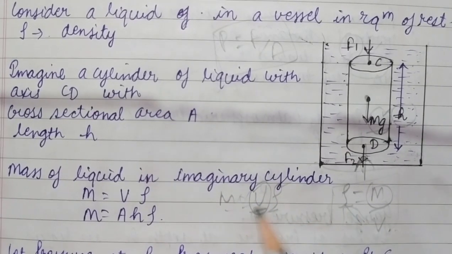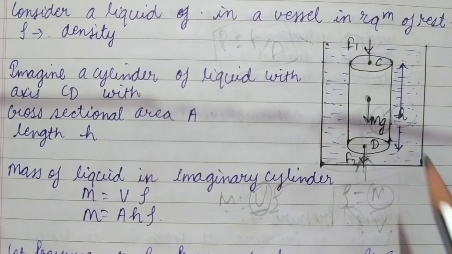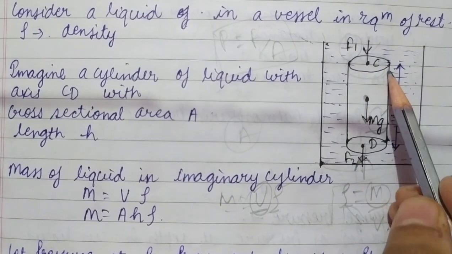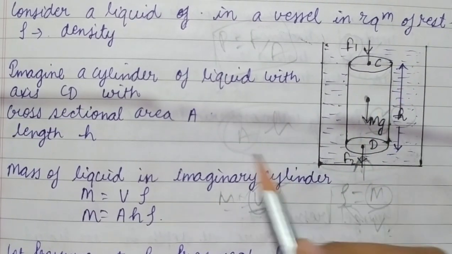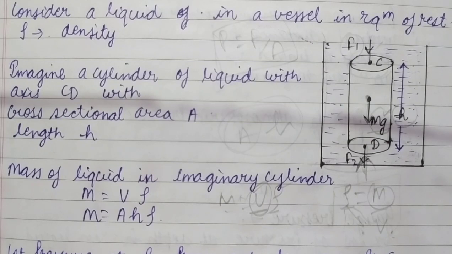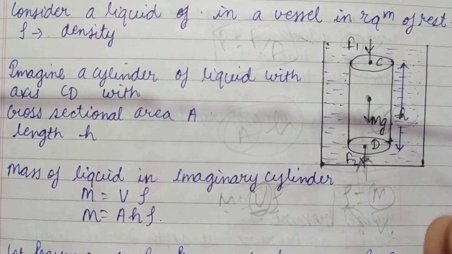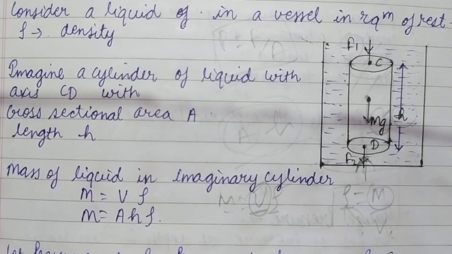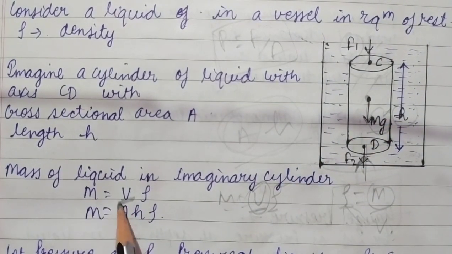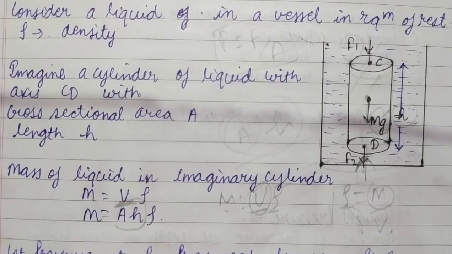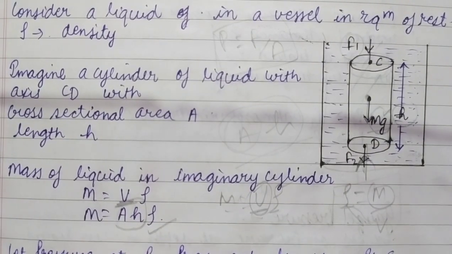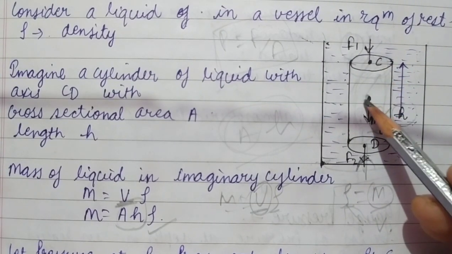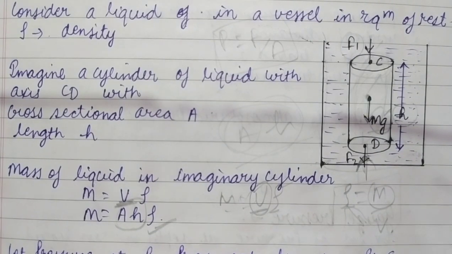And what is the volume of the cylinder? If we consider A as the cross-sectional area of the cylinder and h as its height, then A into h is the volume of the cylinder. Whatever volume of substance or water is contained inside this cylinder is A into h. That is why we have substituted V with Ah. So the mass contained in this cylinder is equal to Ah into rho.